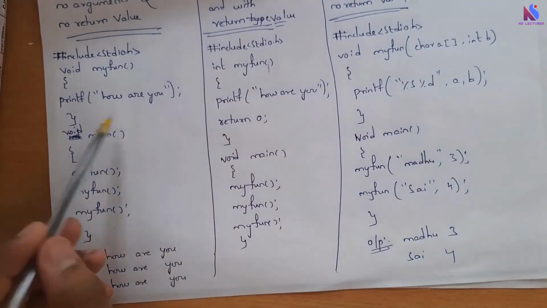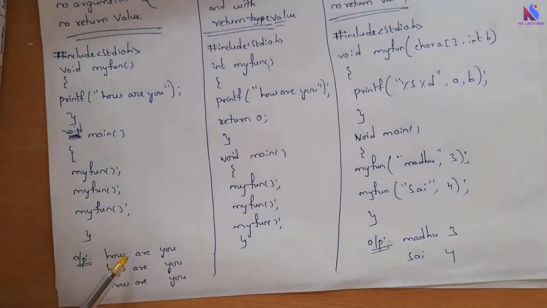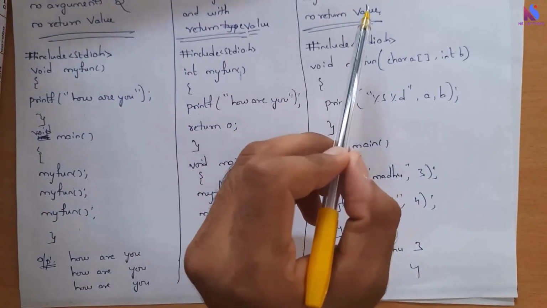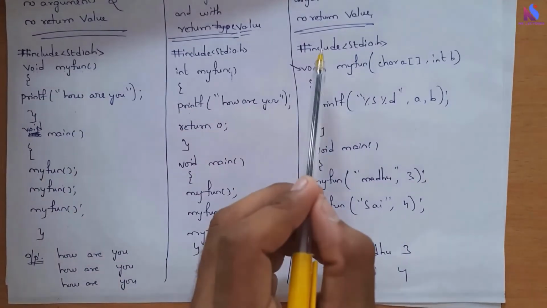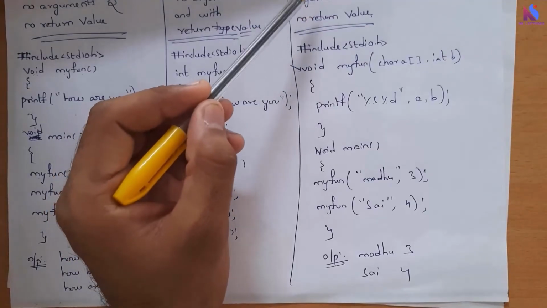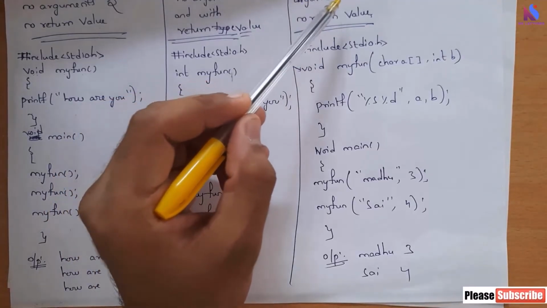So this is the same program which I wrote before. By writing this I will get output as how are you and how are you. This is my output. And the next program is for function with arguments and no return values. At first I wrote hash include stdio.h. Here, this program is for function with arguments and no return values.